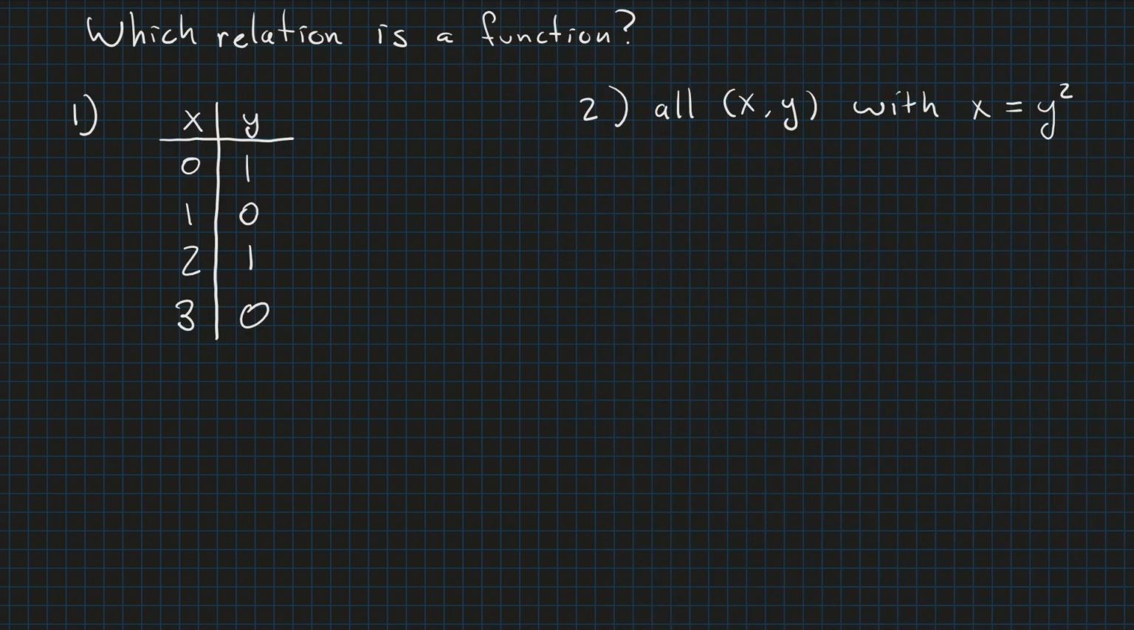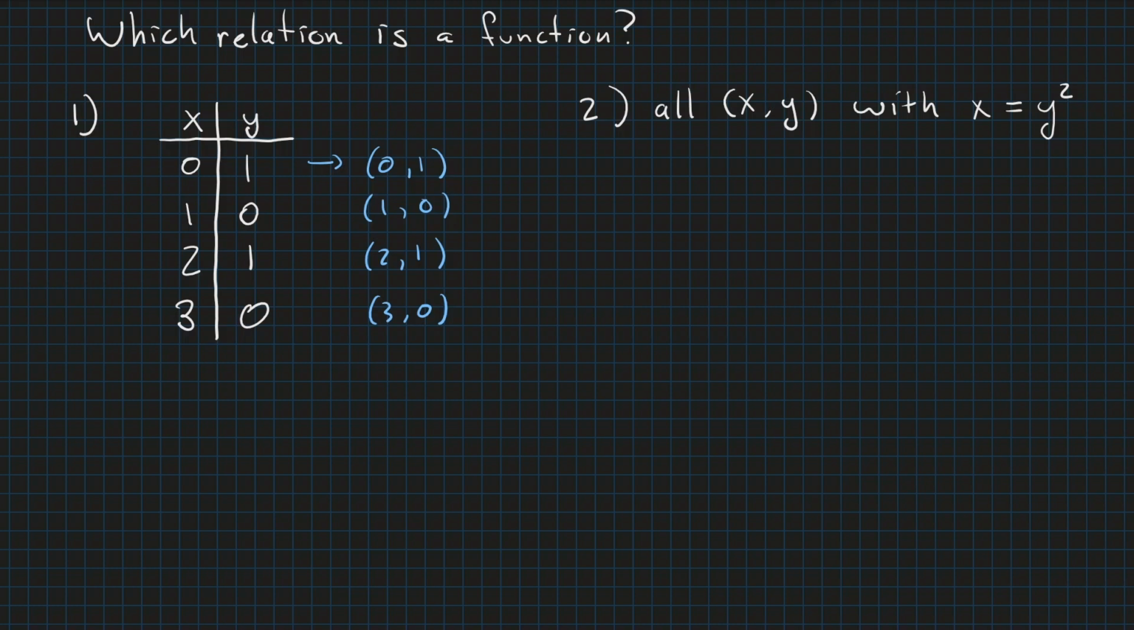Which relation is a function? So I have 2 here. The first one I give you in terms of a table, it's the list. I just want to point out that these represent ordered pairs. So in this case here, this can be represented as an ordered pair as 0, 1. This one could be as 1, 0, 2, 1, and 3, 0. So a table is just another way of writing an ordered pair. That's just something to keep in your mind.